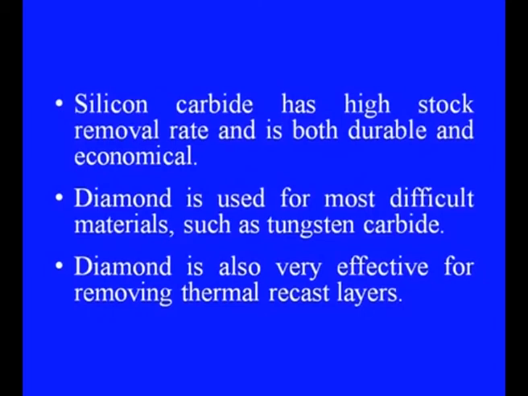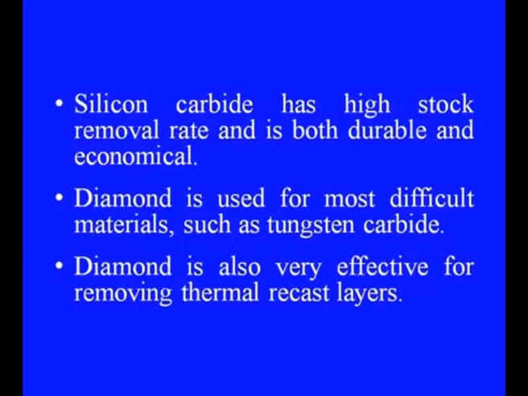As I said already, aluminum oxide is by far the most used abrasive material along with silicon carbide. In almost all general applications, these two types of abrasive materials are used. However, boron carbides are used in machining of some hard materials, but they are very expensive. Silicon carbide has a very high stock removal rate and is both durable as well as economical. Diamond is also used in this process as an abrasive material.